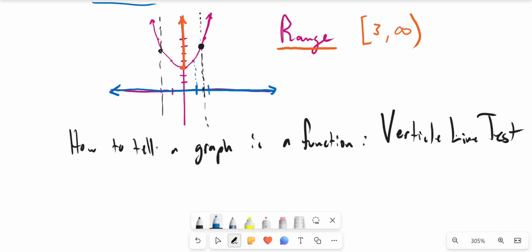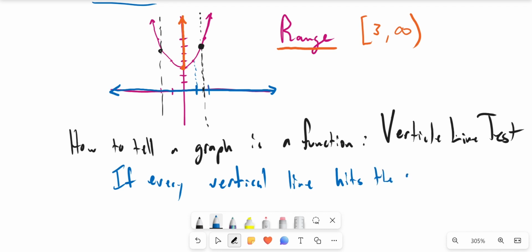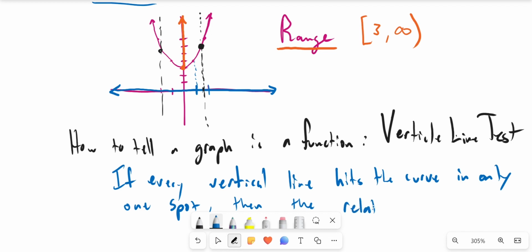So this one is definitely a function. I said that in the beginning, but also we can now see it because of the vertical line test. So just to write that down, if every vertical line through points in the domain hits the curve in only one spot, then the relation is a function.